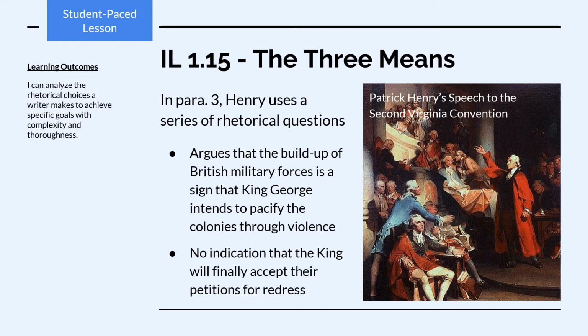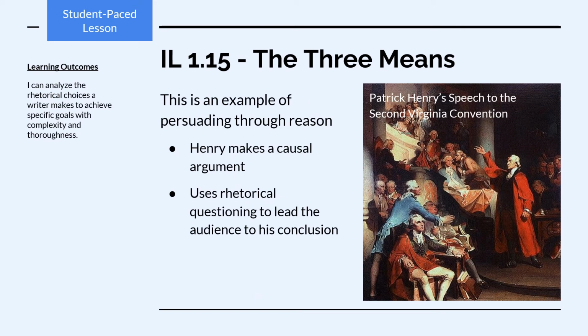In paragraph 3, Henry uses a series of rhetorical questions, and these questions help him argue that the buildup of British military forces is a sign that King George intends to pacify the colonies through violence. No indication that the king will finally accept their petitions for redress, and so therefore no hope that the conflict can end peacefully. This is an example of persuading through reason. Henry is making a causal argument here. He uses the rhetorical questioning to lead his audience to his conclusion, but essentially he's just arguing this idea.